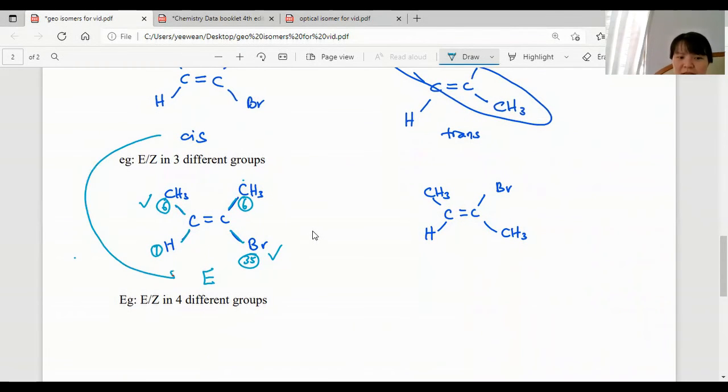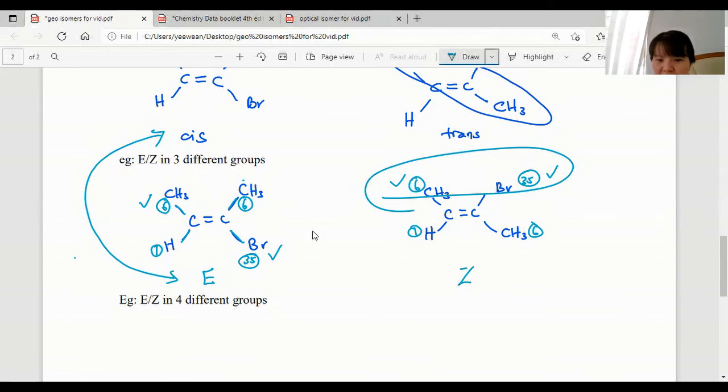Do you see that? And therefore, this 6 and 1 priority, 35 and 6 priority, this is the same side, so it's a Z. Now trans is a Z. So you see, it's not always that Z is a cis.